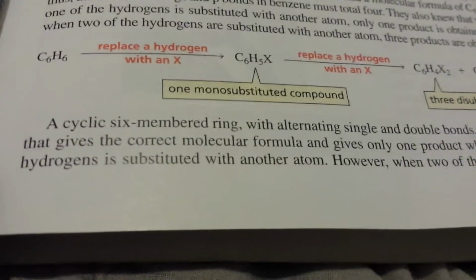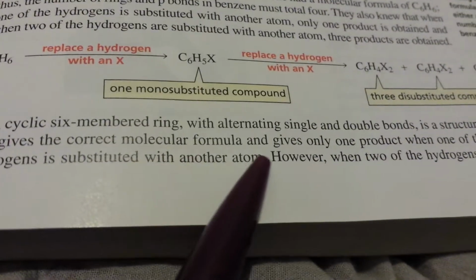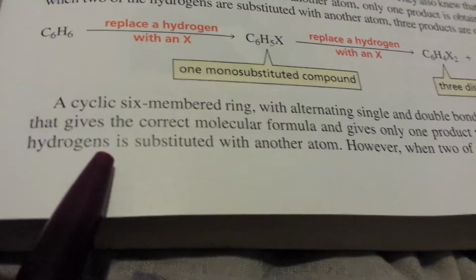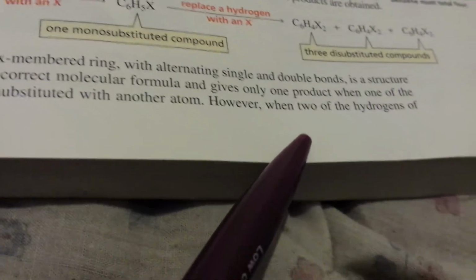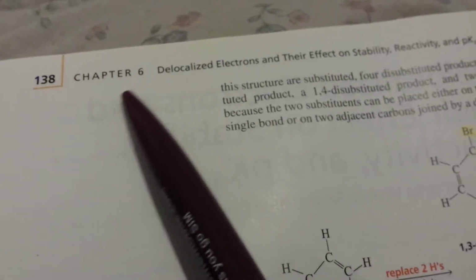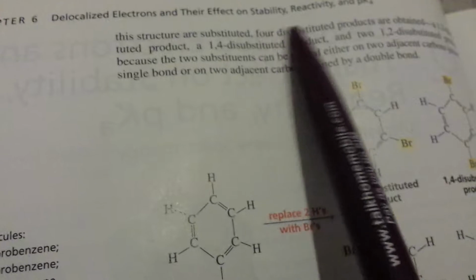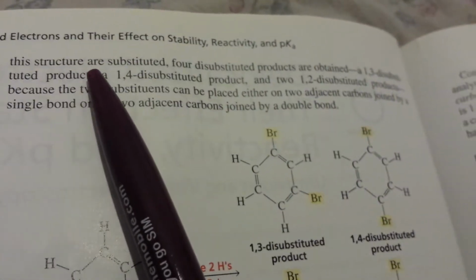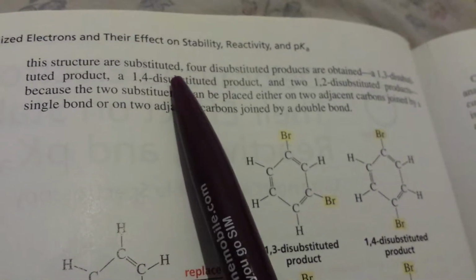It is a structure that gives the correct molecular formula and gives only one product when one of the hydrogens is substituted with another atom. However, when two of the hydrogens are substituted, let's see what happens. Book page number 138. So we see delocalized electrons and their effect on stability, reactivity, and pKa.